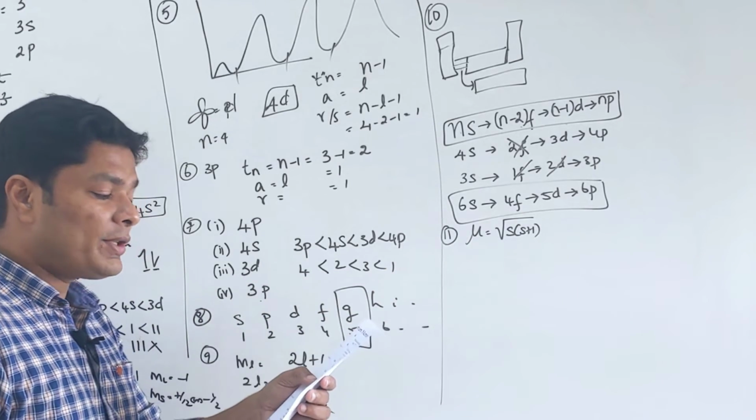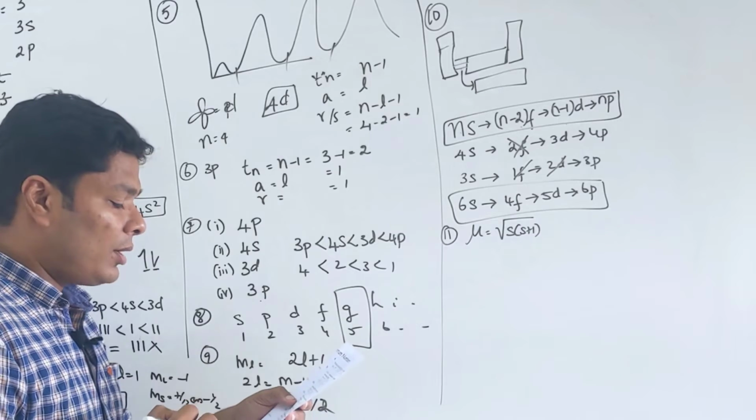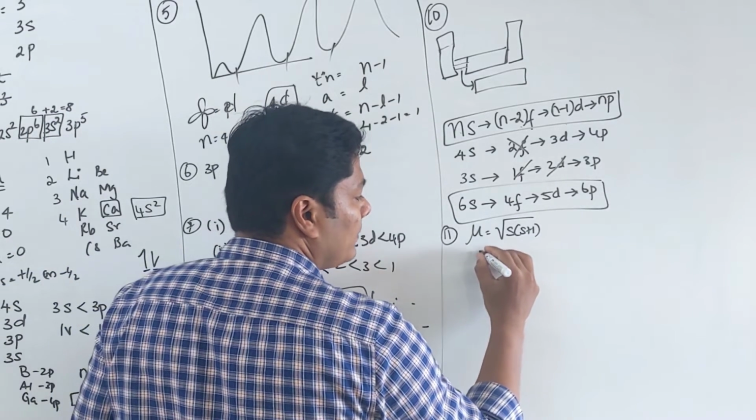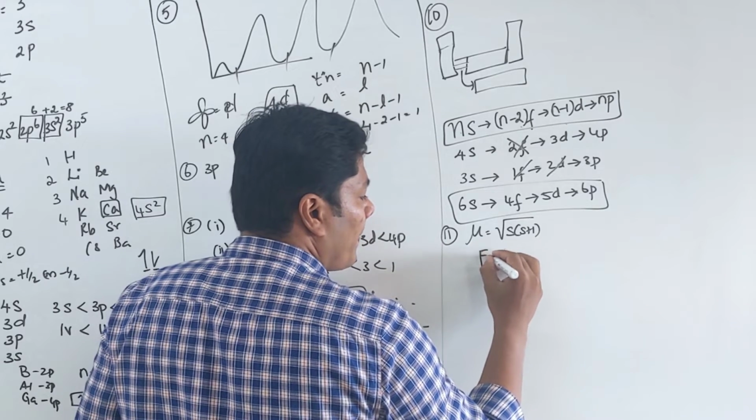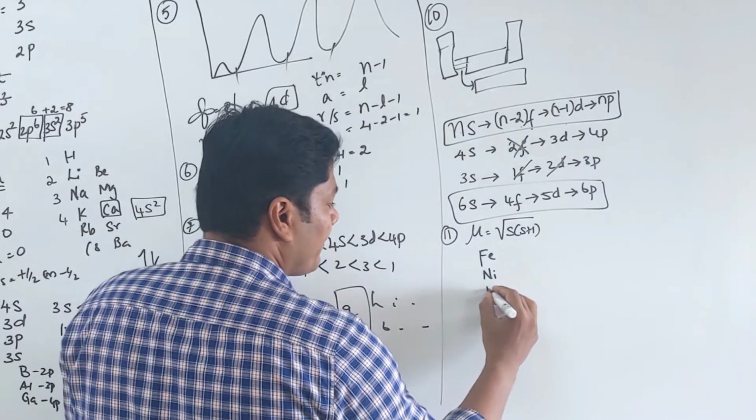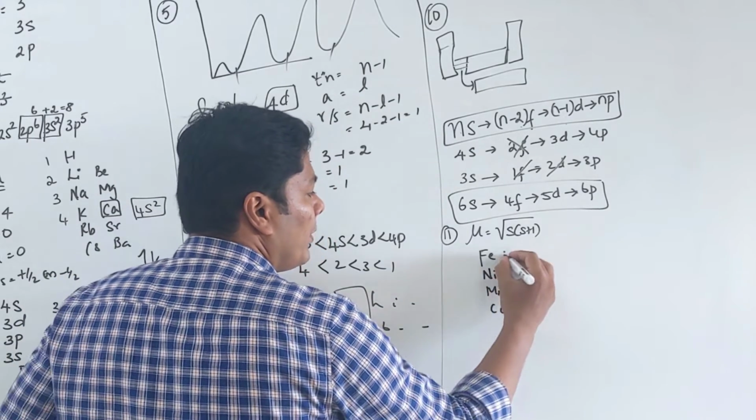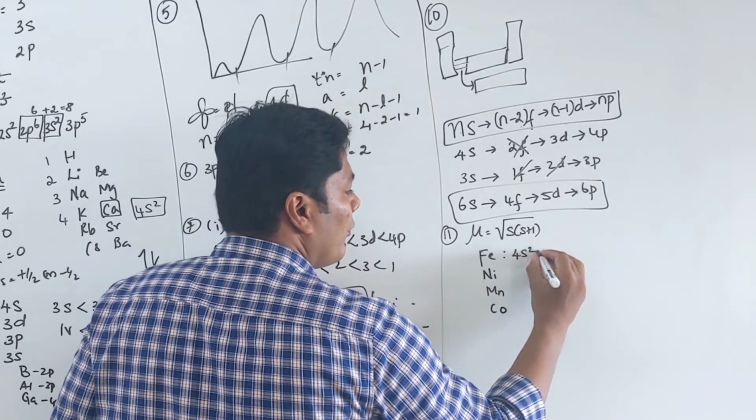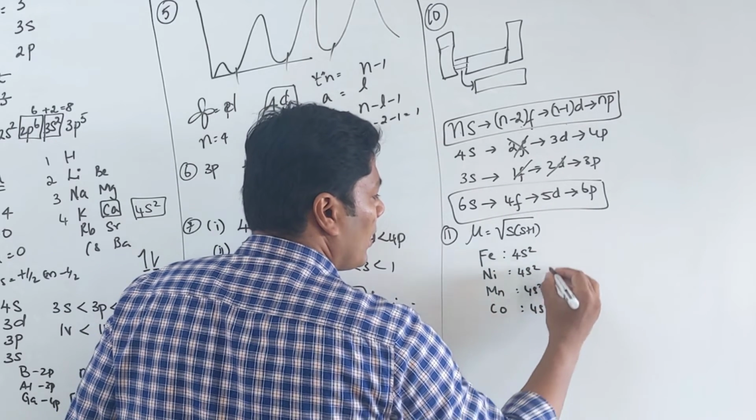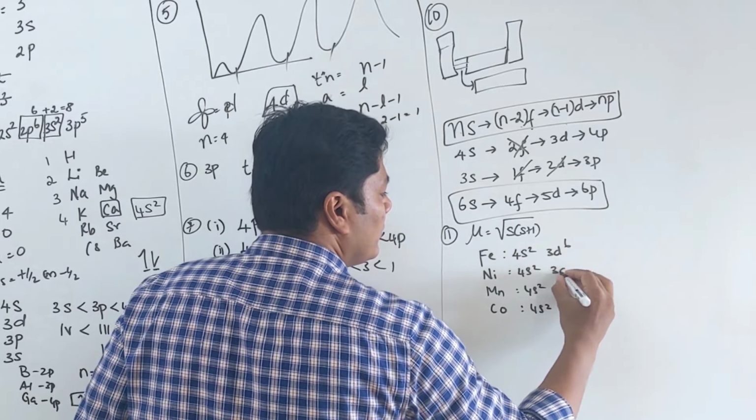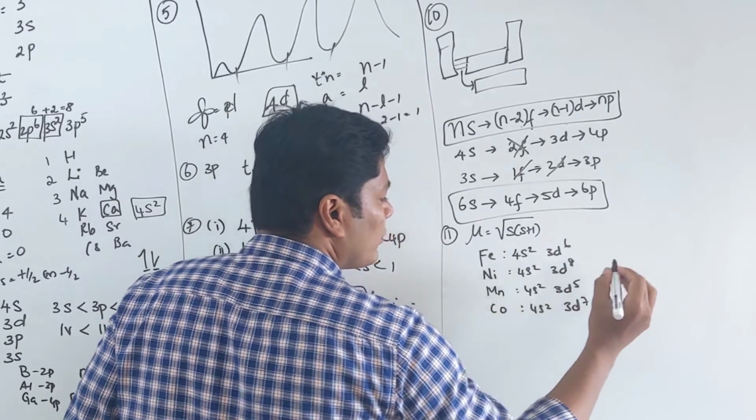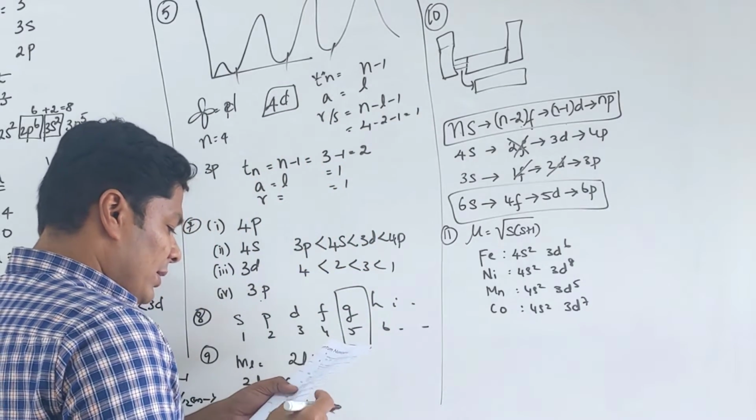Now what I have here is 2 point something, so I need to have 2 unpaired electrons alone. Let's take Fe2+, or let's say for example, the ones given are Fe, Ni, Mn, Co. So what do I have here? 4s2, 3d6, 3d8, 3d5, 3d7. This is what I have. What they are giving me here is Fe2+.